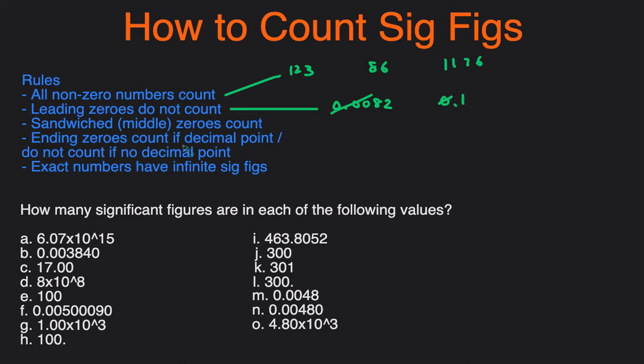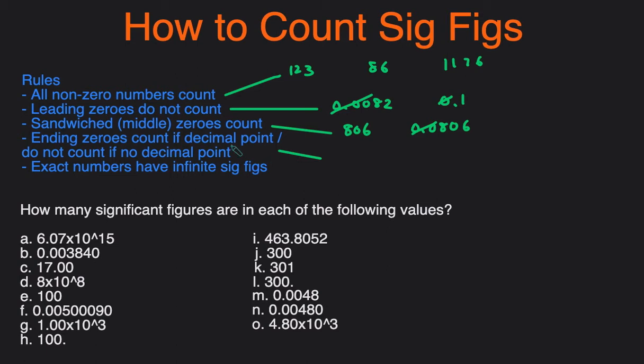Next, the rule: sandwich zeros count. So any zeros that are in the middle, squished between two non-zero numbers, will count. For example, 806 will be 3 sig figs because the zero in the middle is sandwiched. And we have 0.0806, that'll still be 3 sig figs because the leading zeros, the zeros in the front, never count, but the sandwich zero does count.